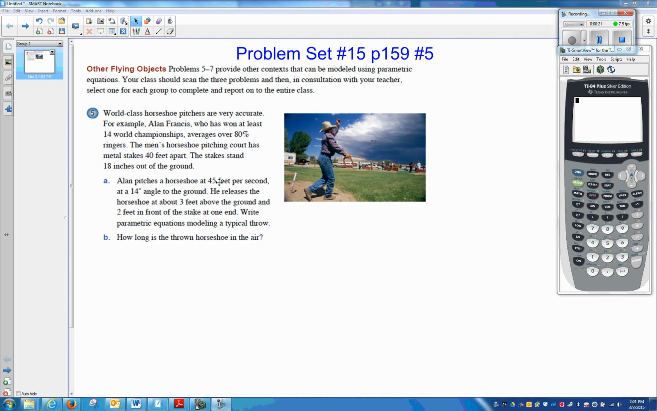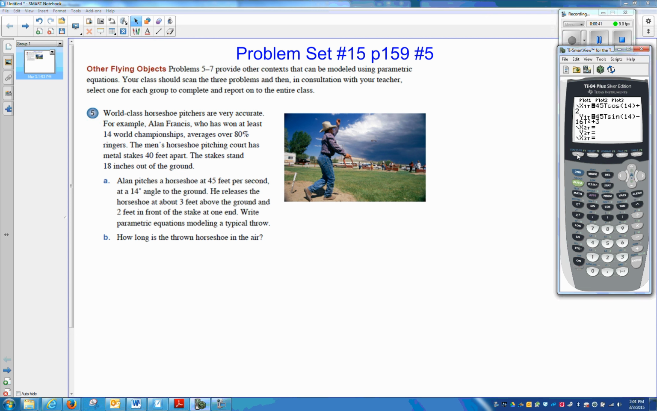Alan pitches a horseshoe at 45 feet per second, at an angle of 14 degrees to the ground. He releases the horseshoe at about 3 feet above ground and 2 feet in front of the stake at one end. Write the parametric equations modeling the throw, and how long the horseshoe is in the air.